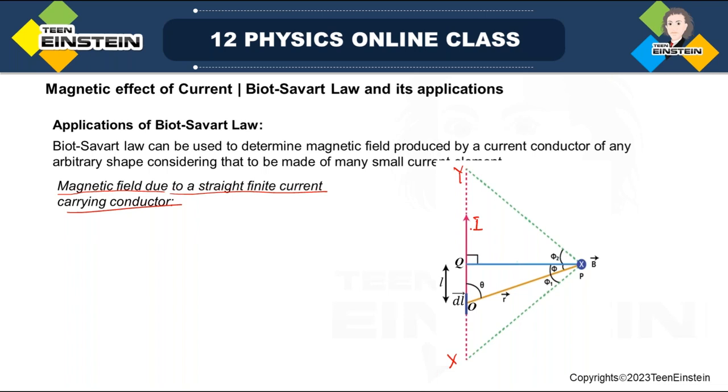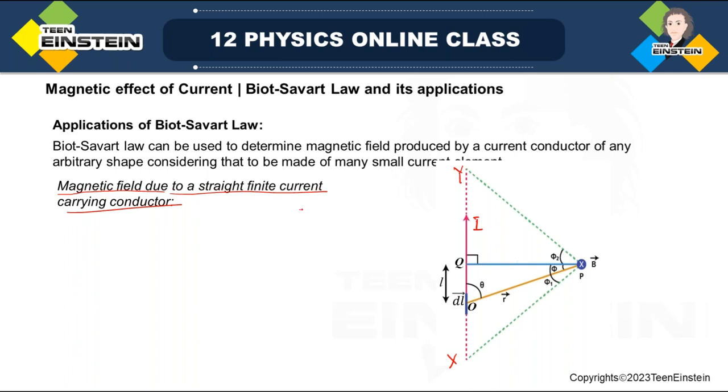And I have to find the magnetic field due to this current conductor, the whole conductor, not for a simple element. I'm just supposing this is a finite one. So I have to calculate the magnetic field due to this current conductor at this particular point P. So what was Biot-Savart's law? We will be applying Biot-Savart's law, and then we can sum them up. Summation can be done through integration also.